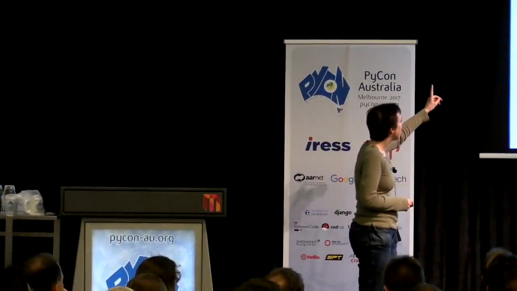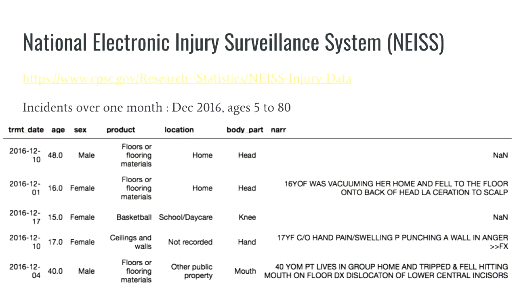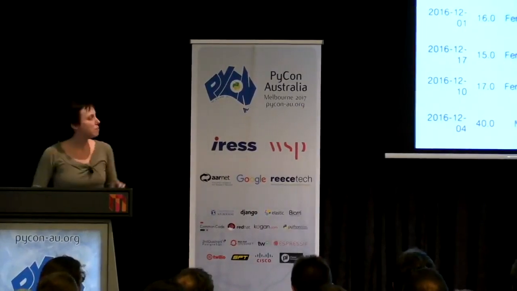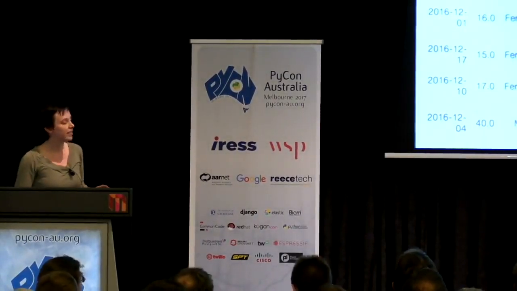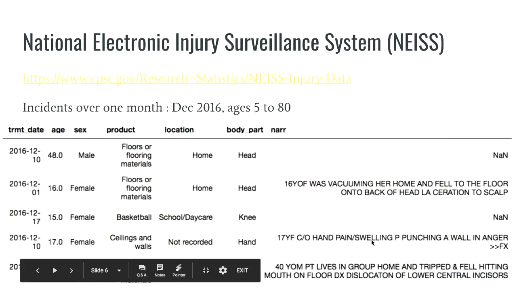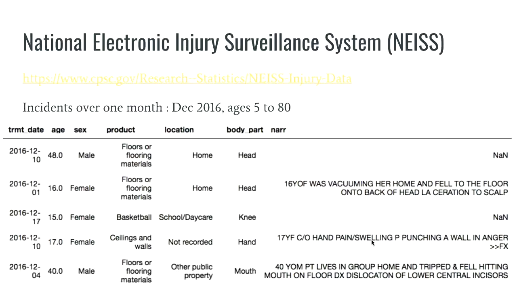So you can see we've got the age of the patient, their sex, the date it happened on, the product. So there's the floor, there's basketball, there's ceilings and walls, where it happened, what body part was injured. And the nice thing about this one, this is kind of why I chose it, is that for most of the incidents, we have a little narrative, and that's nice for demonstrating some visualization features. So, 17-year-old complains of hand pain after punching a wall in anger, right? You can't plot that stuff, but if you have interactive visualization, you can explore it.